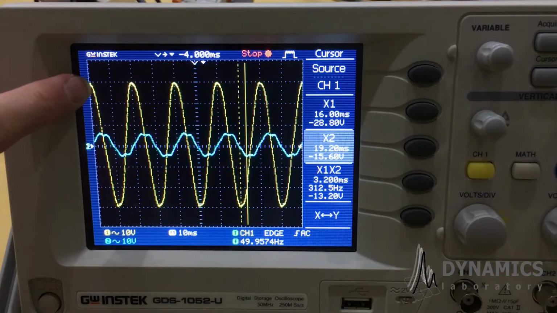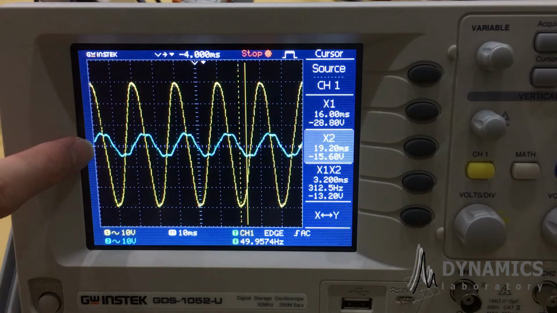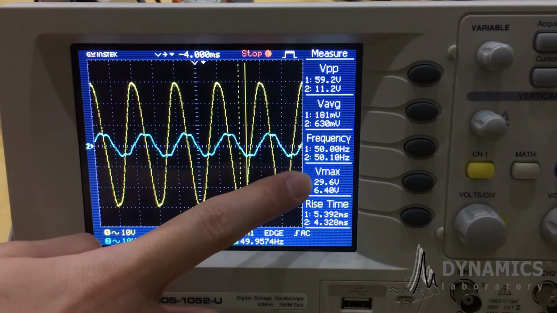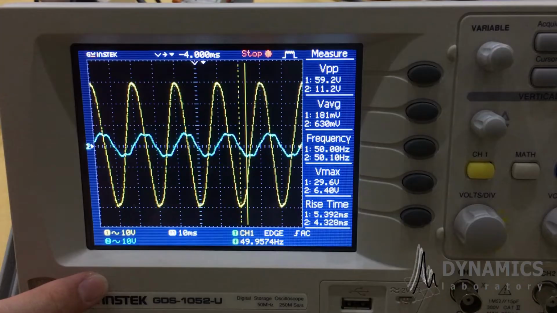The yellow graph in here represents the voltage signal or channel 1. Meanwhile, the blue graph, channel 2, represents the current signal flowing through the motor. First, take a look at the voltage peak, or Vmax, in here. Channel 1 voltage max is 29.6 volt.